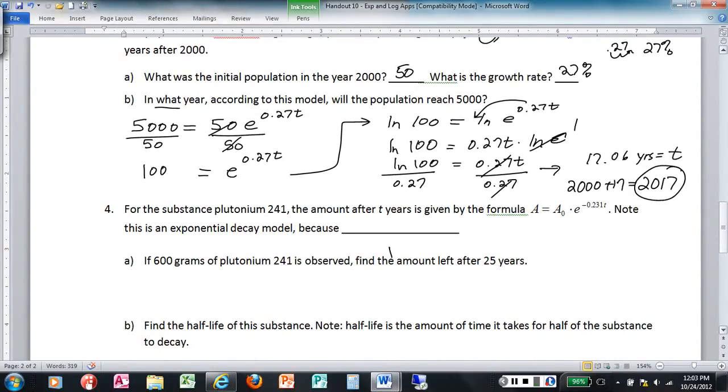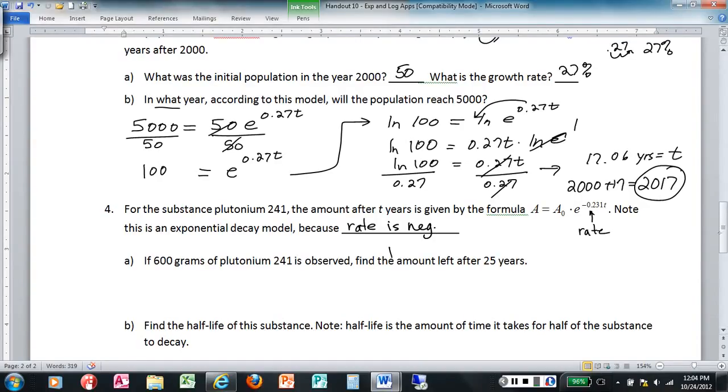Number 4. For the substance plutonium-241, the amount after t years is given by the formula A equals A0 e to the minus 0.231t. Note this is an exponential decay model, so we're decaying because why? Well, what's our rate? Here's our rate, and it's negative. You've got a negative in that exponent, so that's decaying. That is because the rate of growth is negative. So we've got a negative in that power.